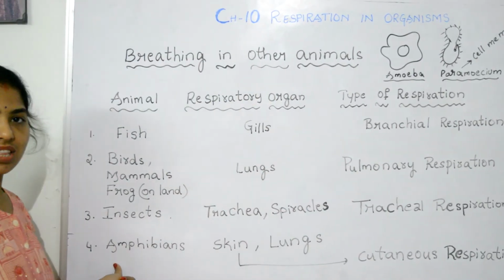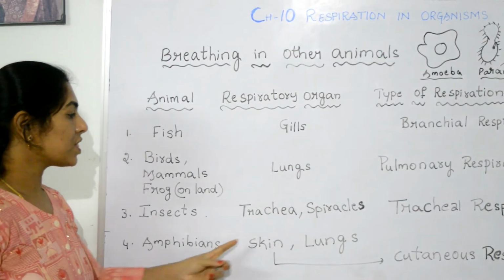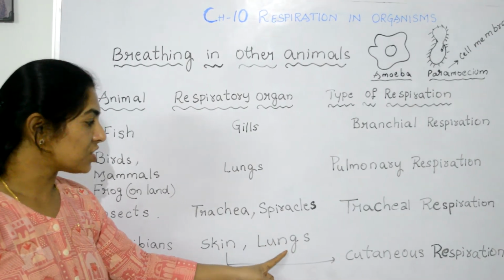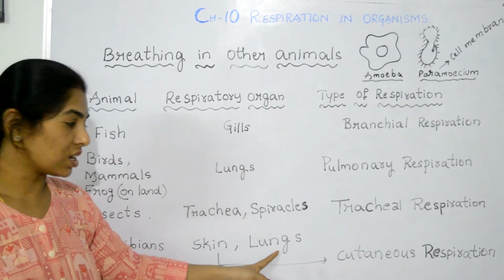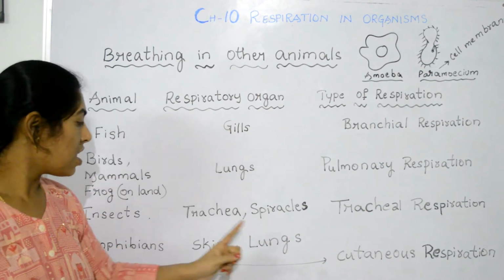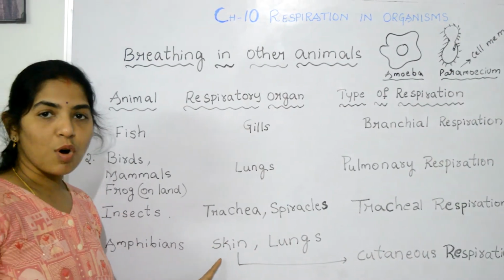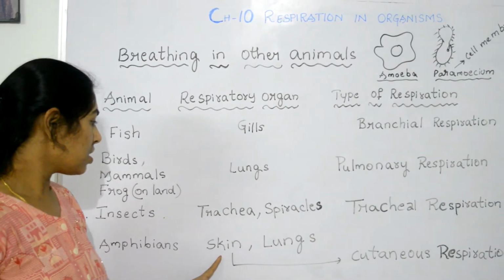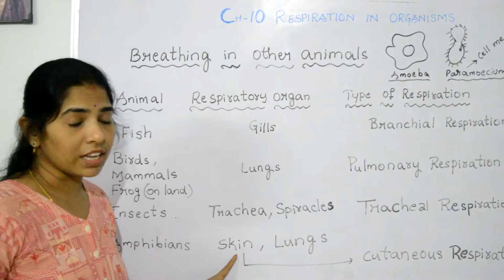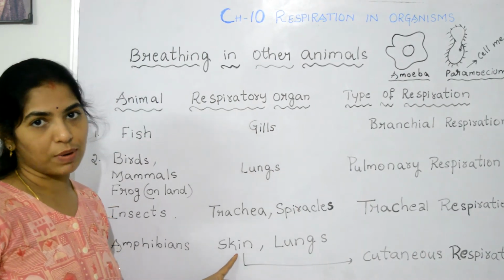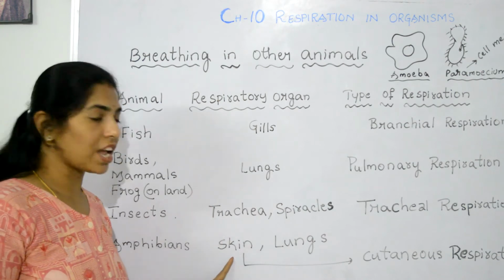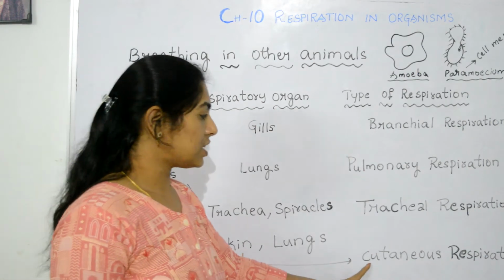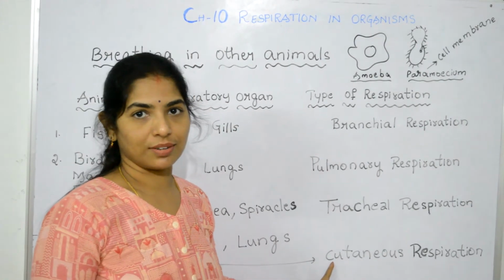Then amphibians. Amphibians have skin and lungs as their respiratory organs. If it is terrestrial habitat, their respiratory organ is the lung, whereas if it is in a moist environment, then it is through skin. For example, earthworms and leeches. In them, the exchange of gases takes place through skin. If skin is involved for exchange of gases, we call it cutaneous respiration.